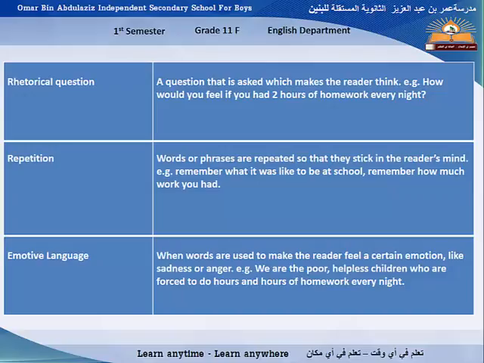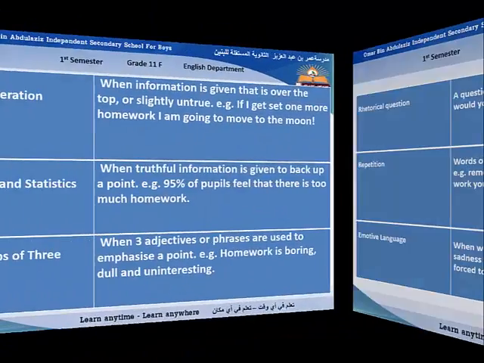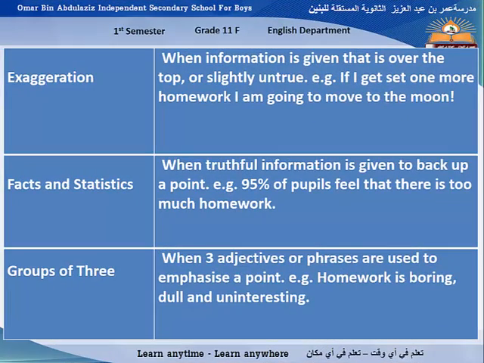For example, if we said, we are the poor children, the helpless children who are forced to spend a lot of hours doing homework every night. Undoubtedly, this makes the listener or the reader of this sentence feel sad for them. Also, exaggeration, and we give more examples now: information that is over the top.